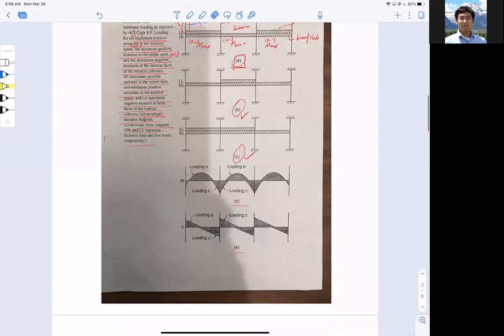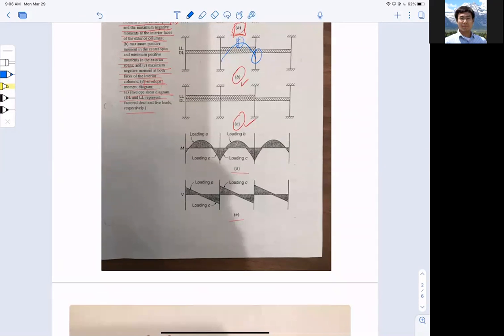Now for this, we have a centrally loaded condition. This gives you the maximum bending moment here. Well, actually, let me reversely draw it here in the middle span, and it also gives you the maximum bending moment here in the interior span. And the last one is on the adjacent span. We have mentioned that before.